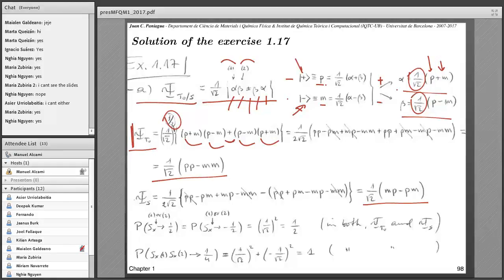For instance, well, in both of them, if we measure the X component of, say, particle one, the probability of obtaining a positive value is the square of this coefficient, and the probability of obtaining a negative value is the square of minus the coefficient, which is exactly the same, 1 over 2. And same thing here.